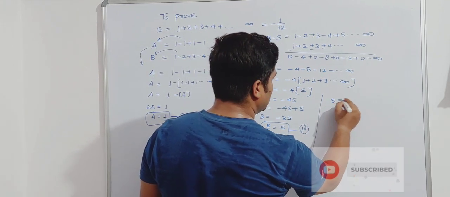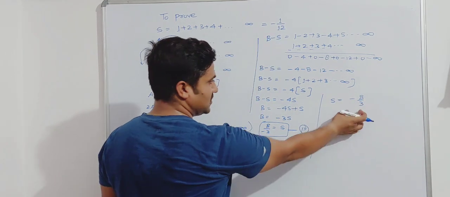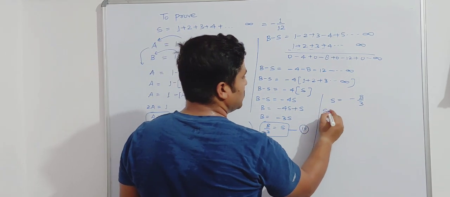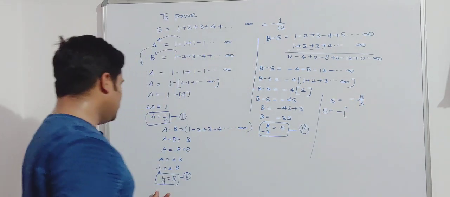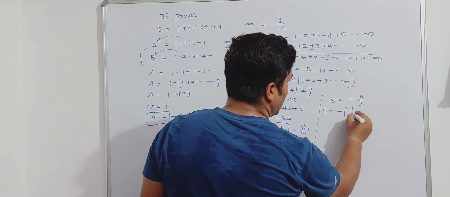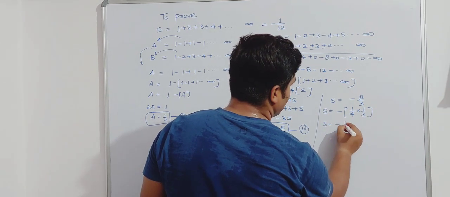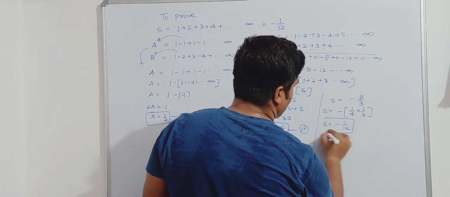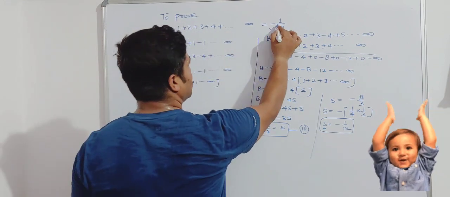So the value of B is 1 by 4, just put B is equal to 1 by 4. So S is equal to minus B by 3. Can we write it like this in the simplification form? So S is equal to minus of B, the value of B from here is 1 by 4. So 1 by 4 into 1 by 3, thus S is equal to minus 1 by 12. We have proved that the value of S is equal to minus 1 by 12.